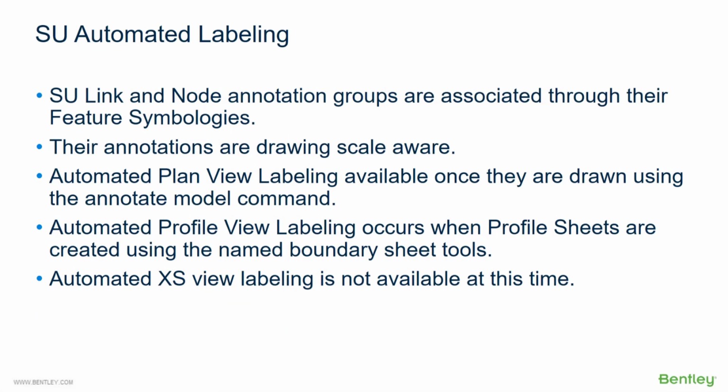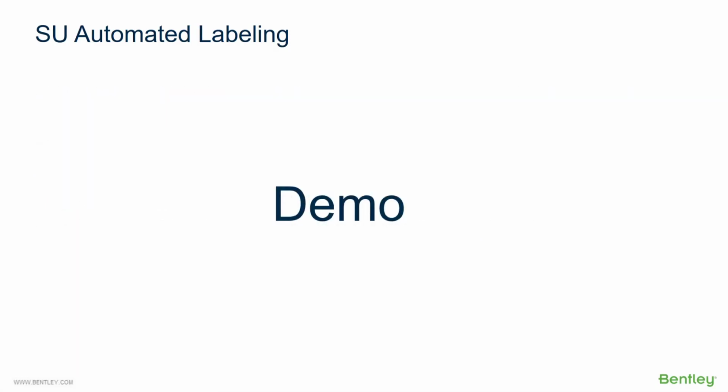The automated labeling for SU, for either a link or a node, they are associated through annotation groups in their feature symbologies. Those annotations are drawing scale aware. The automated plan view labeling is available once they are drawn using the Annotate Model command. We also have automated profile view labeling, which occurs when profile sheets are created using the Place Named Boundary sheet tools. And we have automated cross-section view labeling. That is not available at this time. It is something that still is in the works. So let's take a look at how we can automate our subsurface utility annotation once we have everything set up.